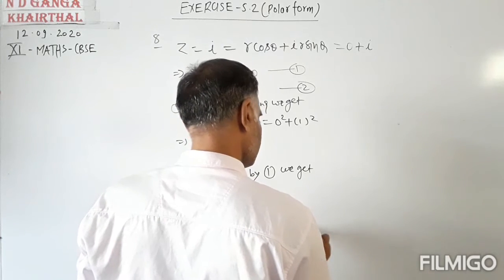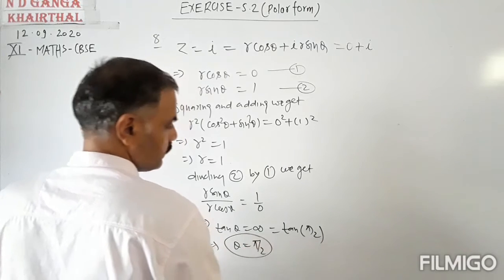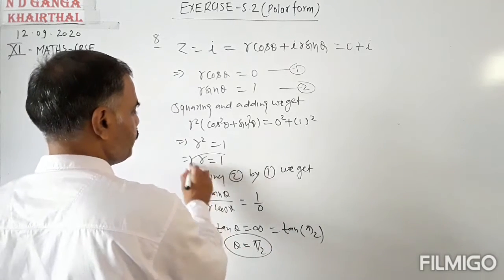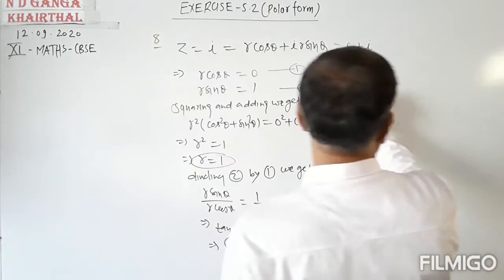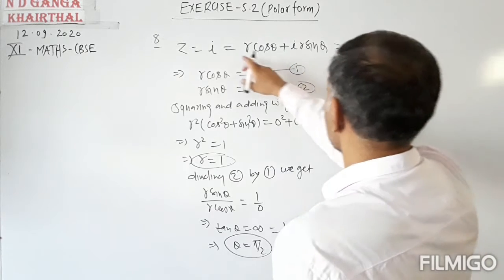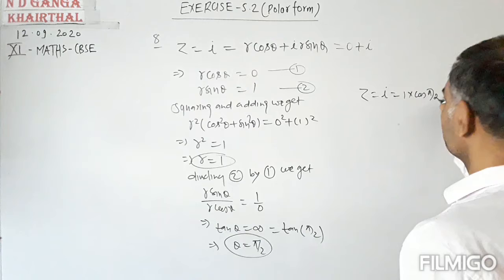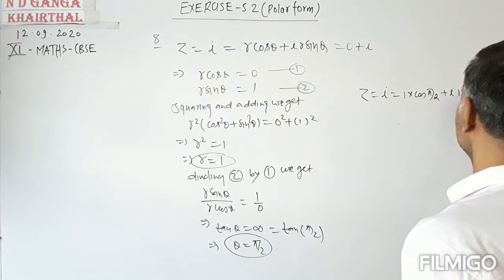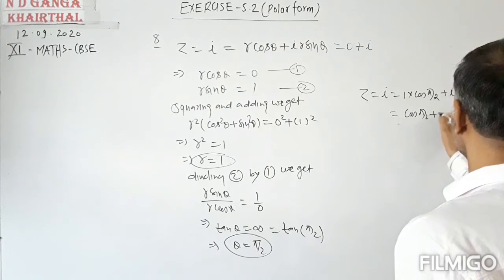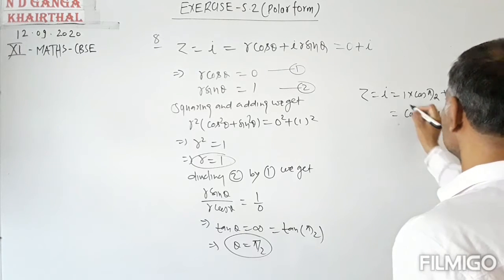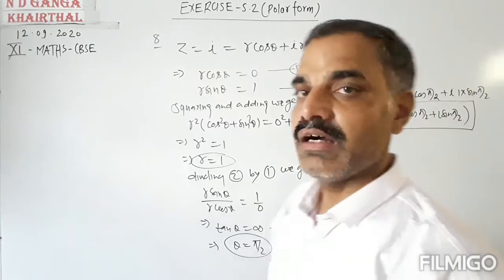So tan pi by 2 is infinity, so theta is equal to pi upon 2. So the amplitude is theta equal to pi upon 2 and the magnitude is r equals 1. Now the polar form of iota: z equals iota equals r cos theta, that is 1 into cos pi by 2 plus iota into 1 into sin pi by 2. So cos pi by 2 plus iota sin pi upon 2. This is the polar form of the complex number iota.